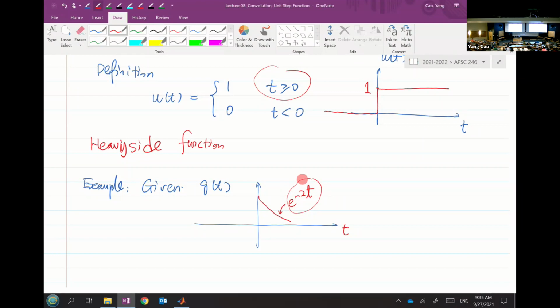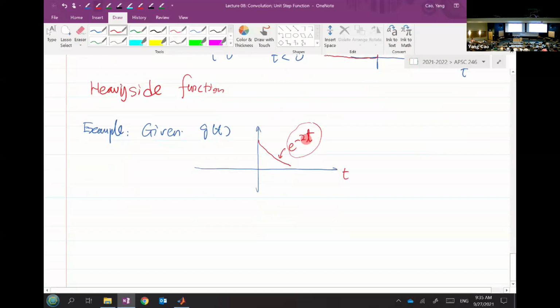So how am I going to relate this function to the unit step function? Let's back off a little bit. If I just graph e to the power of negative 2t, then what does this graph look like? It looks like this, because there's no restriction. At t equal to 0, it's exactly the same value, which is 1. However, the graph of e to the power of negative 2t technically has no restriction. It can go beyond to the left side.